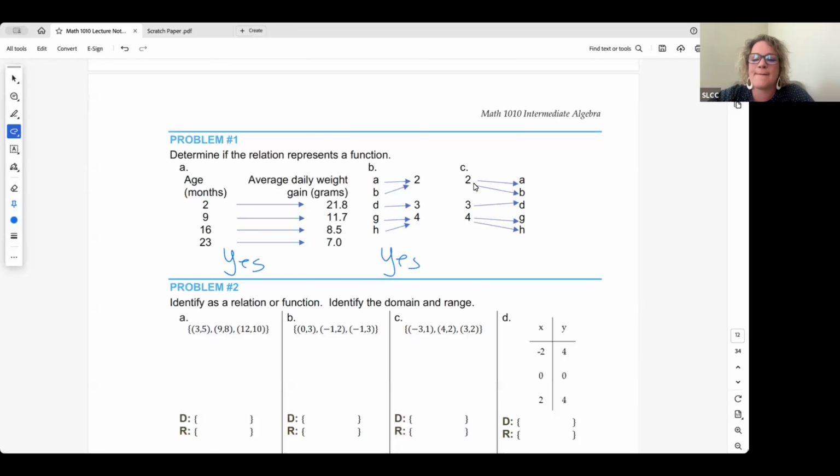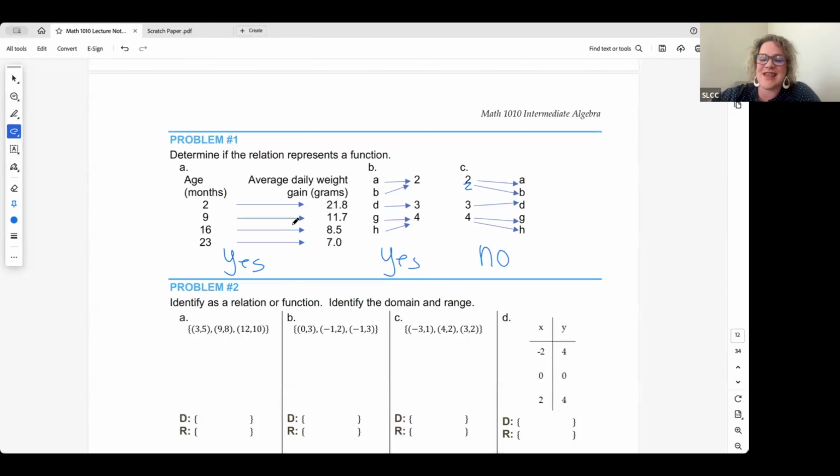Let's look at C. 2, 3, 4. Is there a repeated input? Yes, there is. 2 goes to A and 2 goes to B. That's a repeated input, so the answer is no, this is not a function.